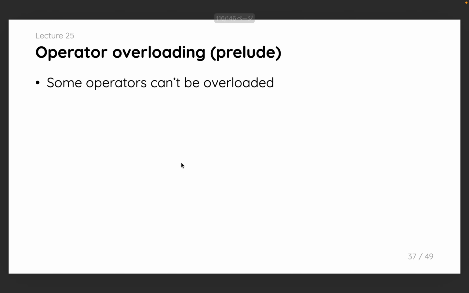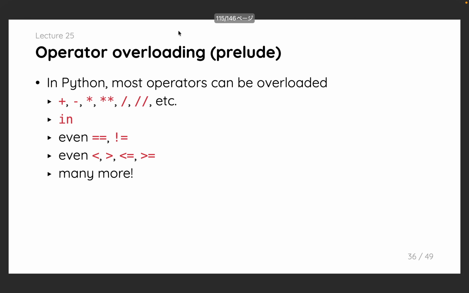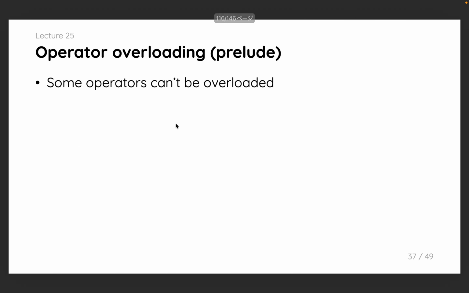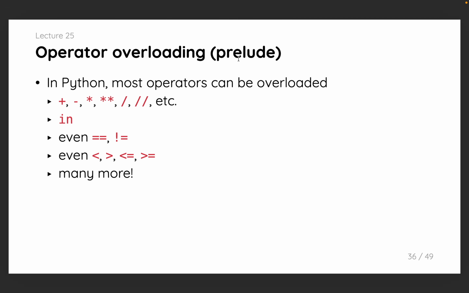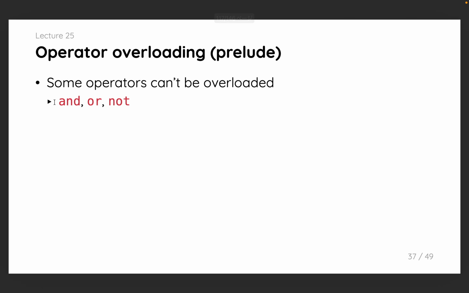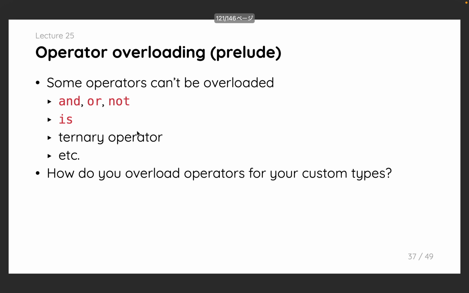Now how you actually do that is not for CS11. Note that some operators can't be overloaded, just like these. You can't overload the Boolean operators here, as well as the is keyword. Okay, so how do you actually overload operators? That is going to be a topic for CS12, so you won't go over that in CS11.